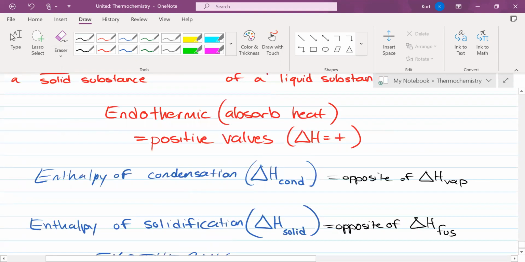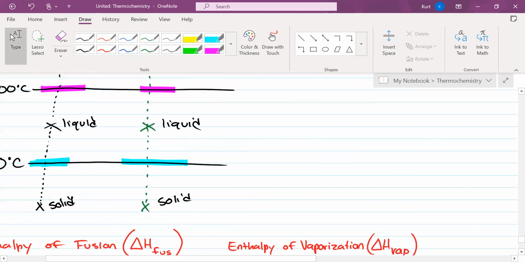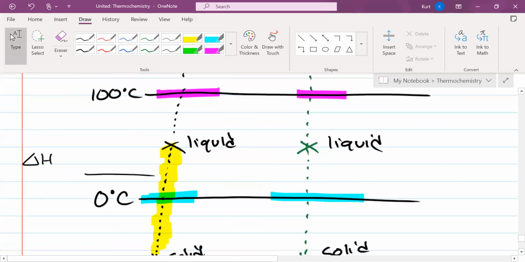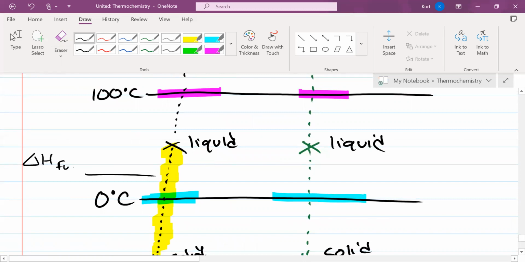So let's go back up here. I want to show you guys some numbers. To go from solid to liquid, this was enthalpy change, or excuse me, enthalpy of what? Fusion. What's the value for water? Well, you don't have that at your disposal, so I'll tell you. 6.01 kilojoules per mole. That's on the chart, but I know you can't see your chart right now.